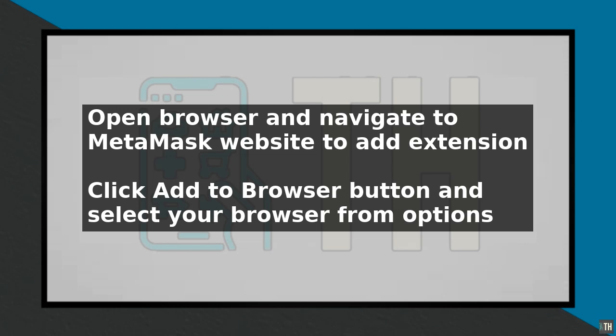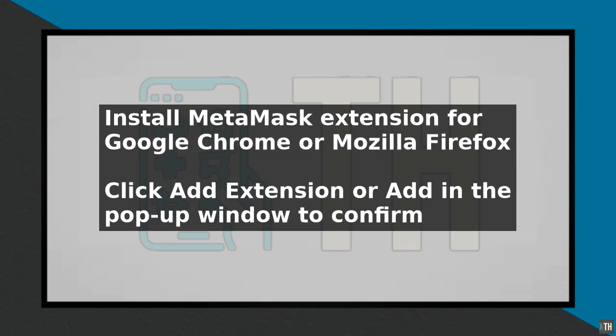Then click Add Extension in the pop-up window that appears. If you are using Mozilla Firefox, click on the Add to Firefox button. Then click Add in the pop-up window that appears. Once the extension is installed, click on the MetaMask icon in the top right corner of your browser. Then click on the Create a Wallet button.